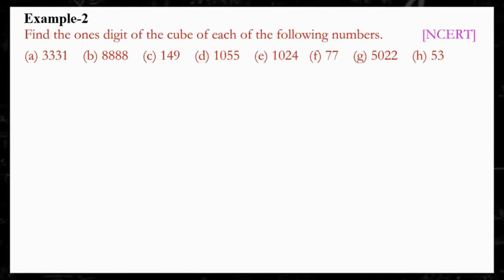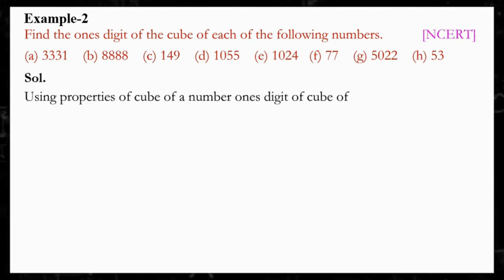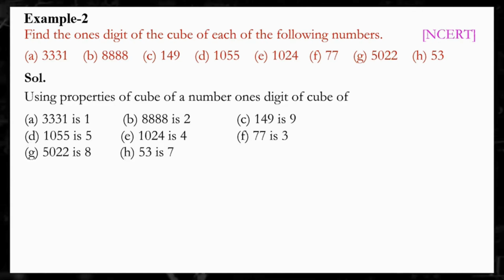Example 2. Find the ones digit of the cube of each of the following numbers. NCERT. A. 3331. B. 8888. C. 149. D. 1055. E. 1024. F. 77. G. 5022. H. 53. Solution. Using properties of cube of a number, ones digit of cube of A.